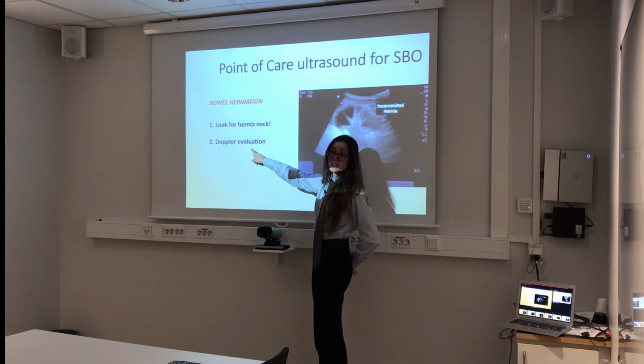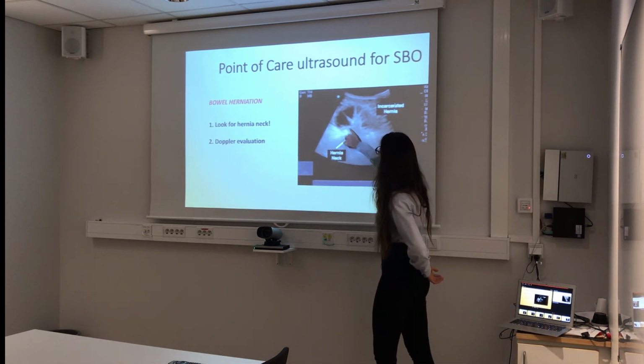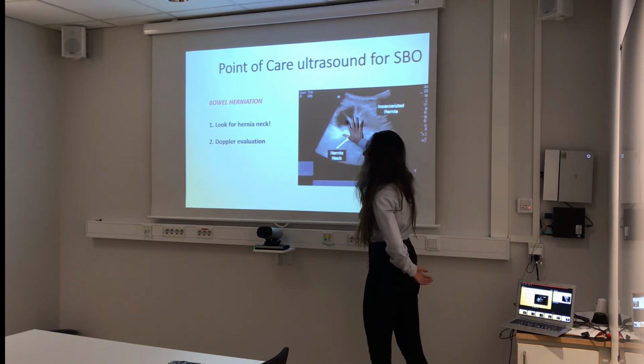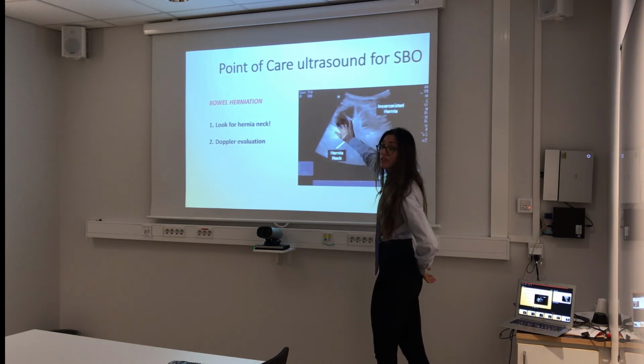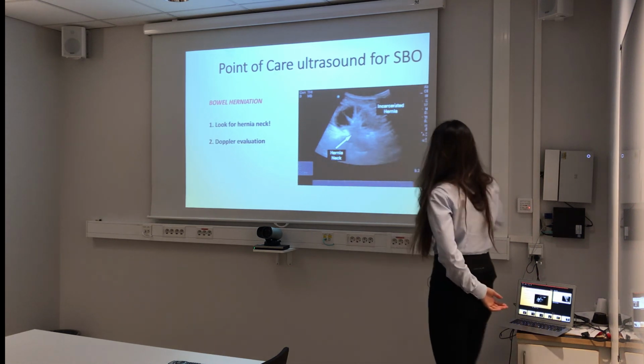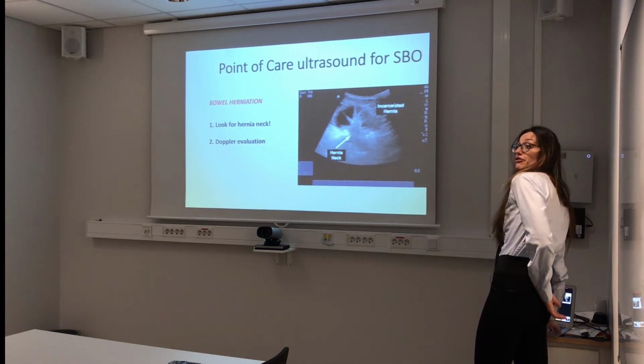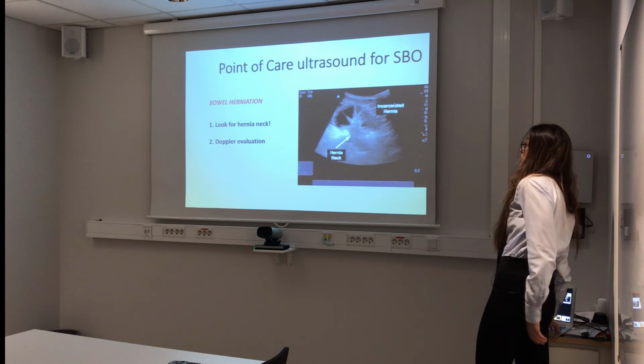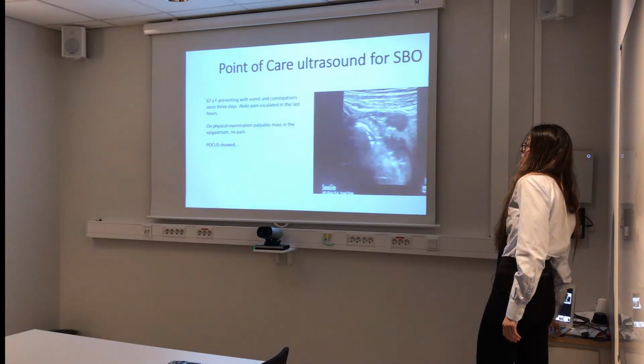You were asking regarding this always: this is the hernia neck. If you're here, pop the Doppler on just to have a look if it's necrotic or not, okay? Because it could still be alive without any problem, or it could be necrotic.